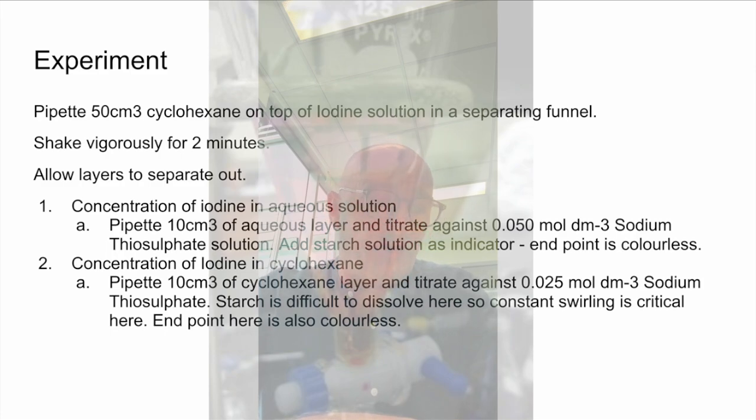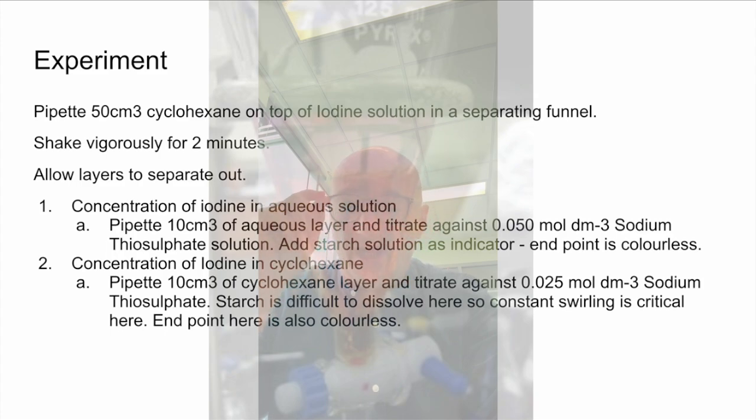We're going to add starch solution, and the endpoint is colorless. As you're running the sodium thiosulfate into the aqueous layer, it will turn a slight shade of brown. That's the iodine being precipitated. Put your starch in then. It will dissolve beautifully, unlike the other one. We'll come to that in a second. And then when it decolorizes, that is the endpoint.